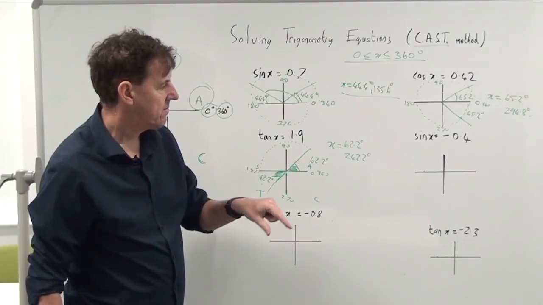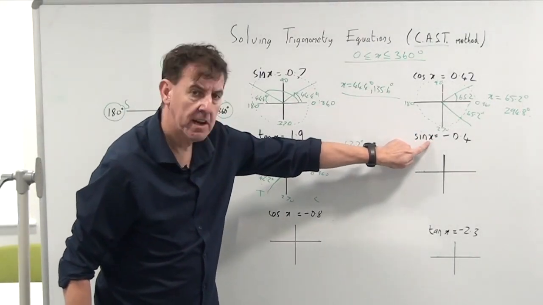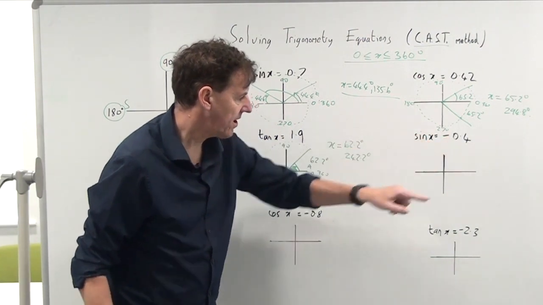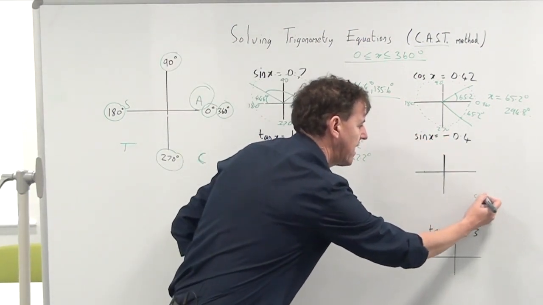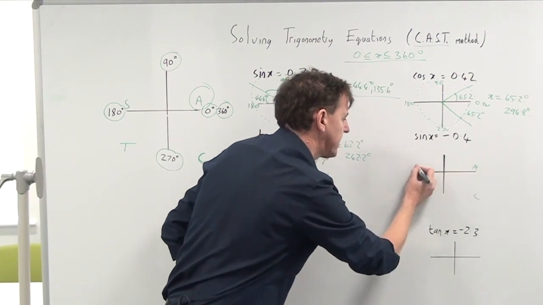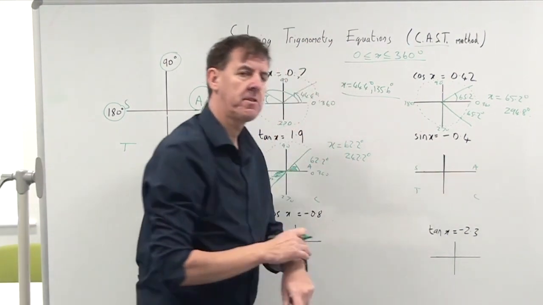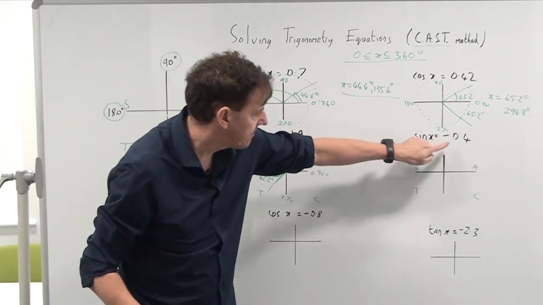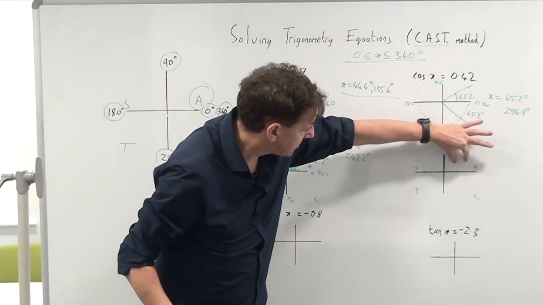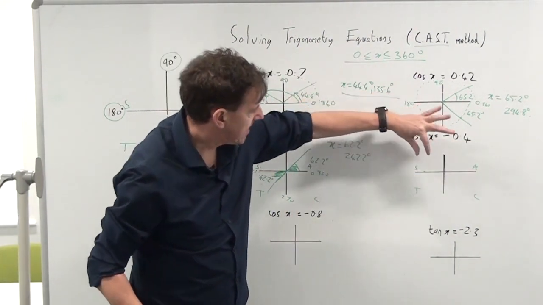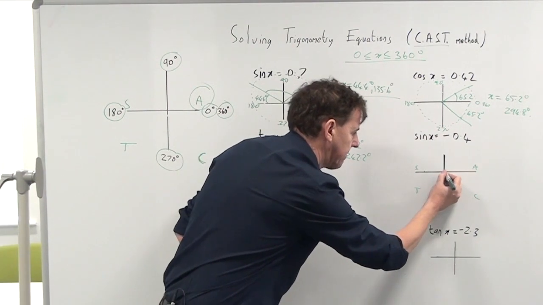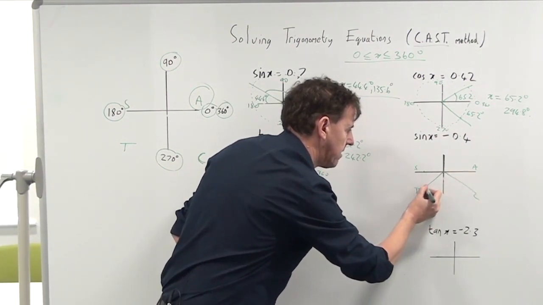C-A-S-T. What I'm doing this time is, the equation that I've been asked to solve is sine x equals negative 0.4. So what have I got to do with CAST this time? I'm not going to put my lines in where sine is positive. I've got to put my lines in where sine is negative, because I'm solving a negative equation. Notice sine is positive here, so I'm not going to put a line in. Notice sine is positive here, so I'm not going to put a line in there. Where am I going to put my lines? Where it's negative. Here and here.